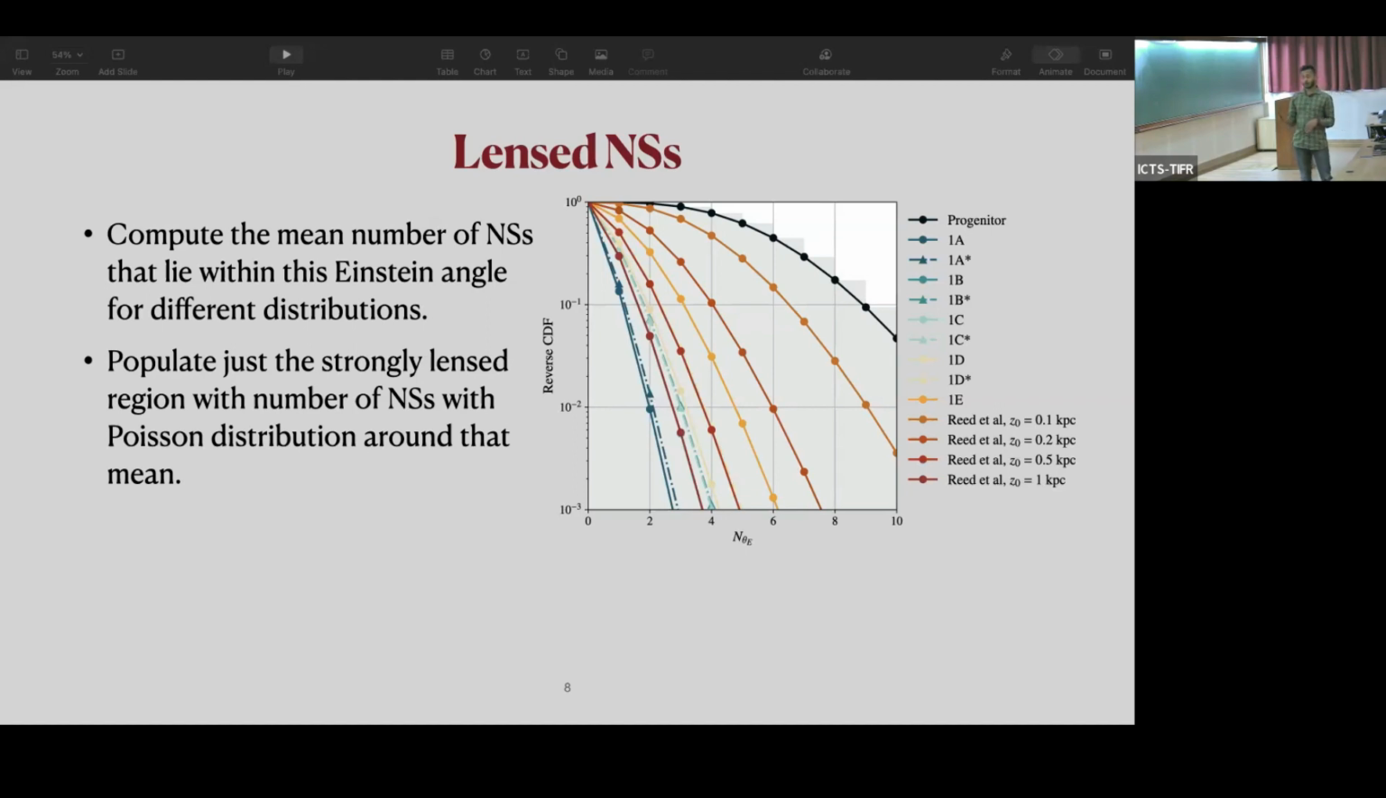We find that order 1 to 10 neutron stars are actually lensed for different distributions. The range is rather large because of the uncertainties involved in the spatial distributions. But the next question we ask is whether these neutron stars will be detectable by future observing runs. Right now, it's very unlikely to detect them with the current sensitivities that we have.